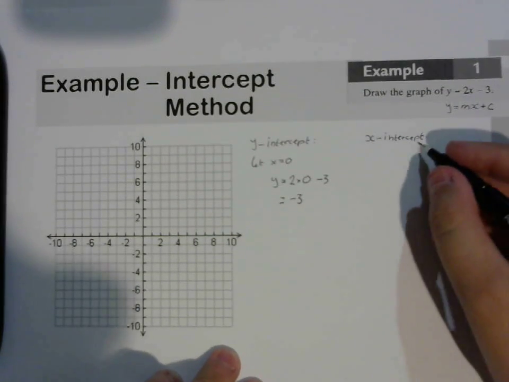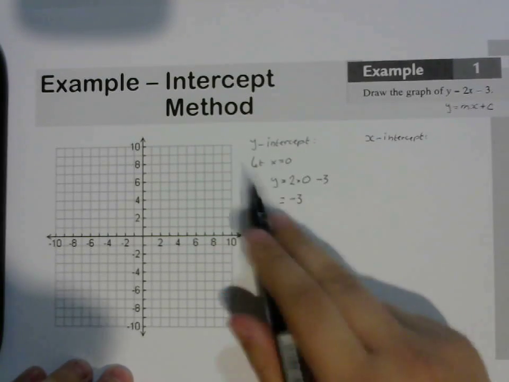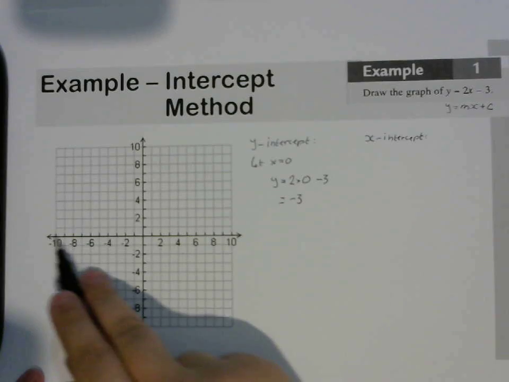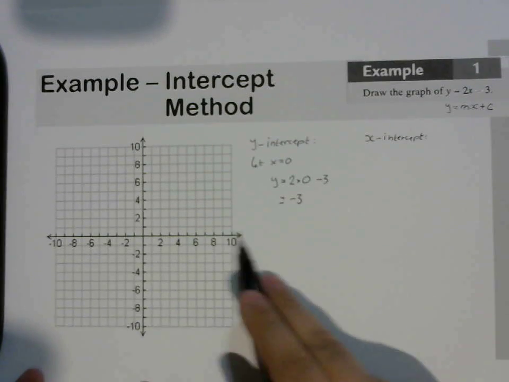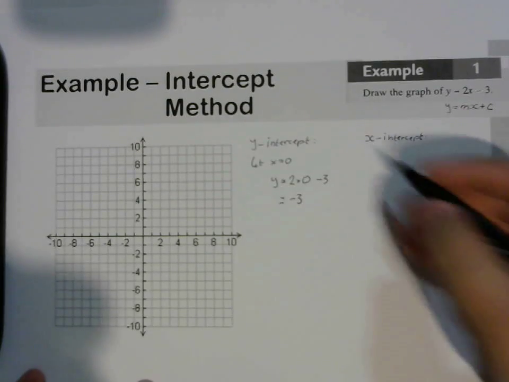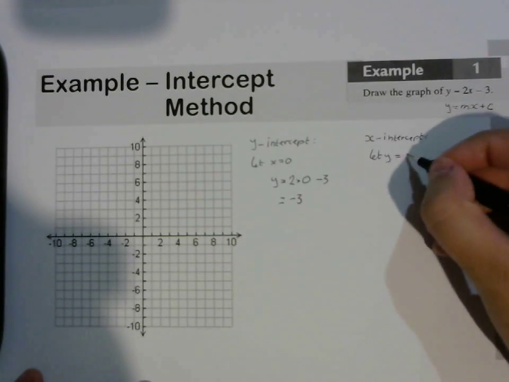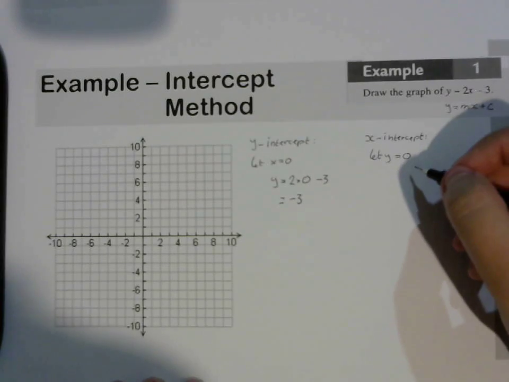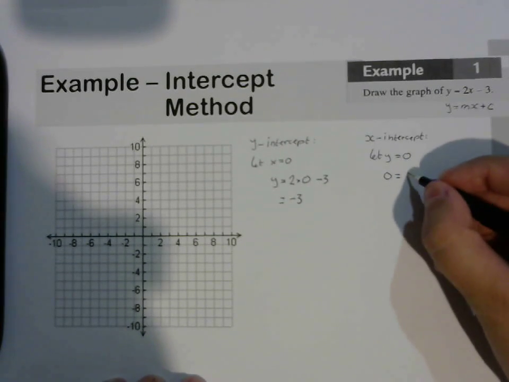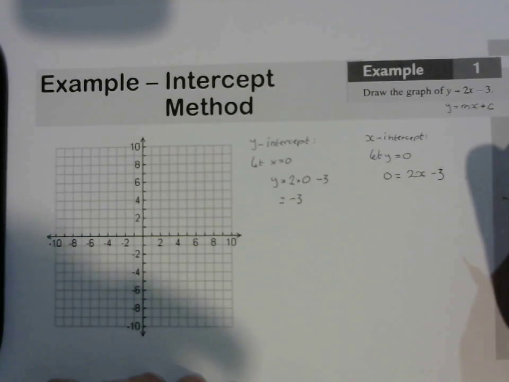For the x-intercept, we're going to do the same thing we did with the y-intercept, except now we have the opposite situation. So we're looking for the point where our line crosses the x-axis, and at any point here, the y value is going to be 0. So we're going to let y equal 0, and then put that into our equation. So we're going to have 0 equals 2x minus 3.